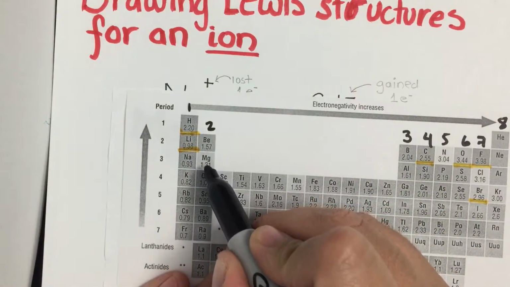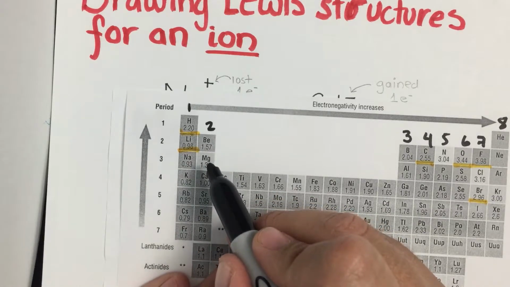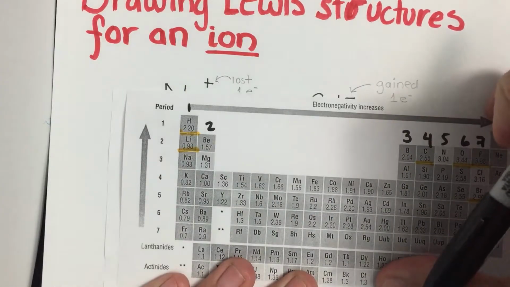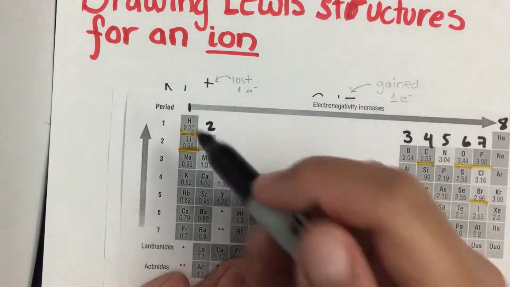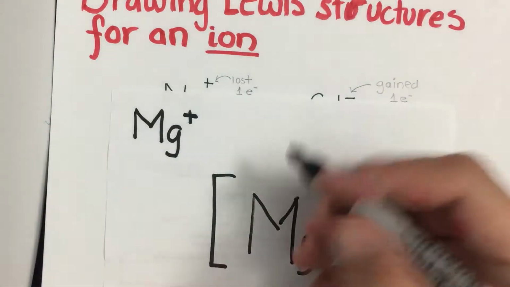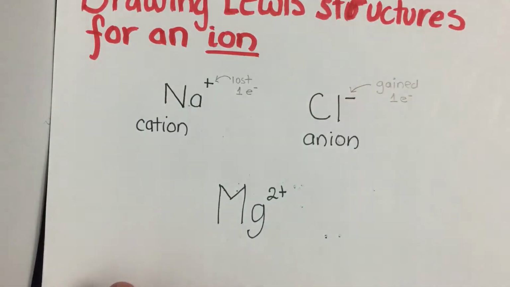But now if it loses 1 electron, it moves to group 1. So it had 2 valence electrons. Now it has 1 valence electron. So how many dots do we draw? Well, we draw only 1. Okay, next example.